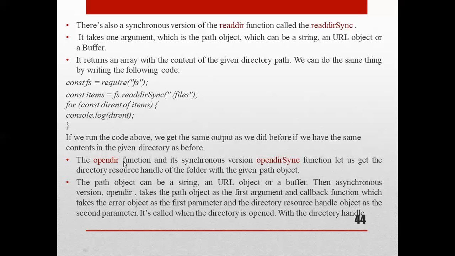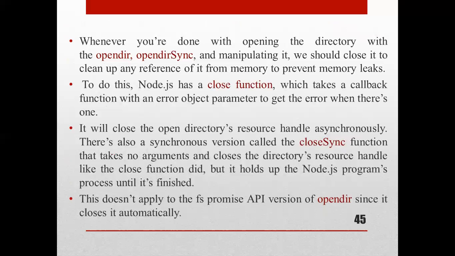Here you can see the open directory function and its synchronous version. The open directory synchronously function lets us get the directory resource handle of the folder with the given path object. Whenever we are done opening the directory with opendir or opendirSync and manipulating it, we should close it. After opening any file, we should close that file. Similarly, if we open a file synchronously or asynchronously and perform operations like read or write on that file or directory, after manipulating it we have to close it.